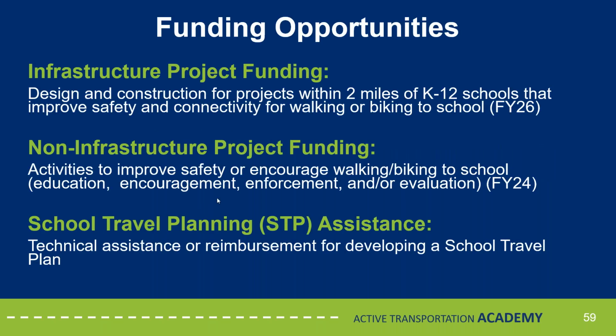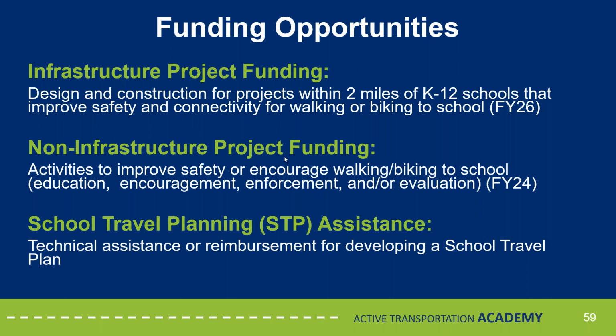For those who aren't familiar, ODOT has an annual Safe Routes to School funding program. We provide funding for 3 different types of projects. Infrastructure projects, which have to be within 2 miles of a K through 12 school. That's new this year. We're expanding that eligibility to be K through 12, not just K through 8. This funding is available for construction in 26, and funding is available for all phases of project development.